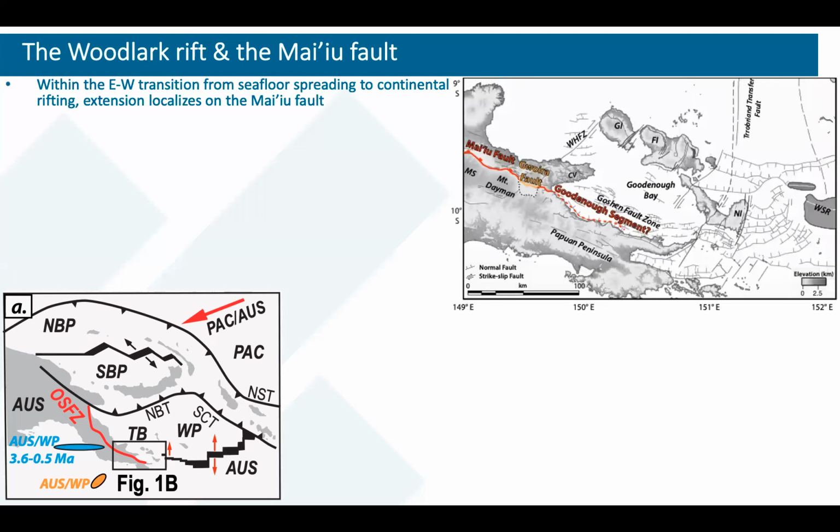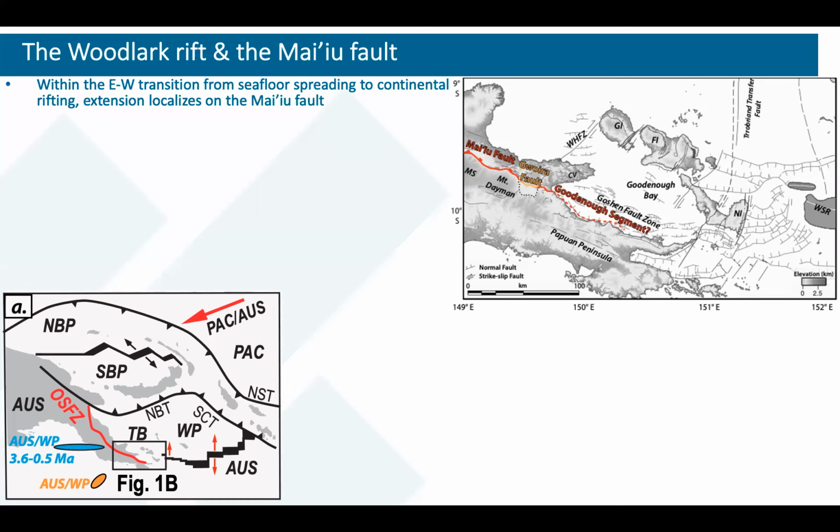So right at that transition from seafloor spreading, which is this gray blob over here, we have distributed normal faulting through the Goodenough Bay. And that seems to be helping exhume the Goodenough Island and Ferguson Island core complexes. But what we're really going to focus on today is the Mayu Fault over here further to the west.